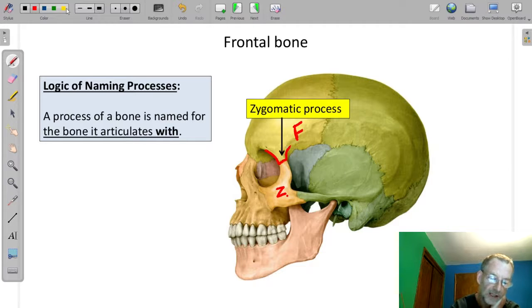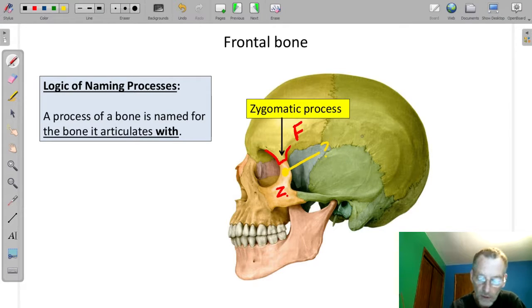Likewise, if I asked you what that process is, that's a yellow dot, using the same logic, well, first of all, you know it's the zygomatic bone. So it's a process of the zygomatic bone. So the name of the process is the frontal process because that's the bone that it articulates with. So that would be the frontal process of the zygomatic bone.